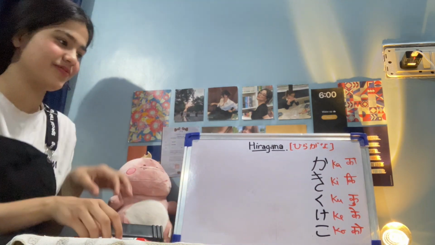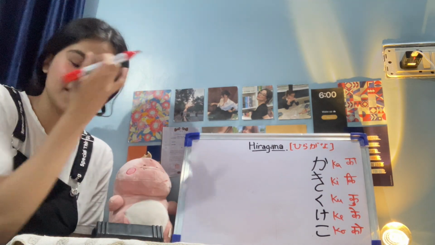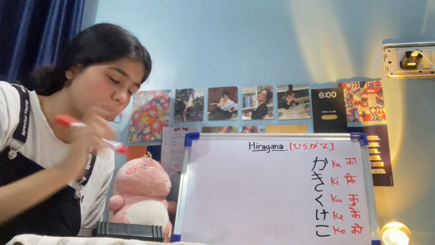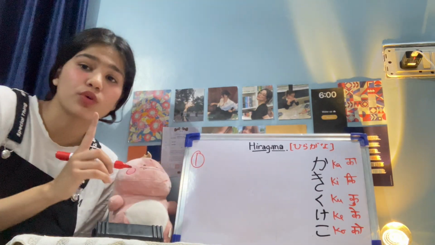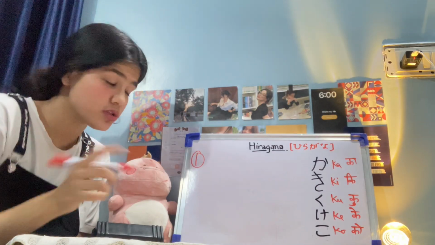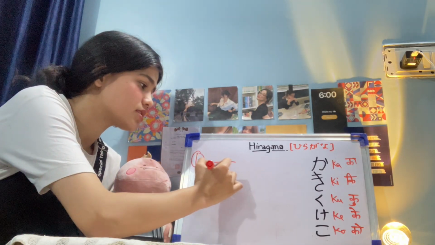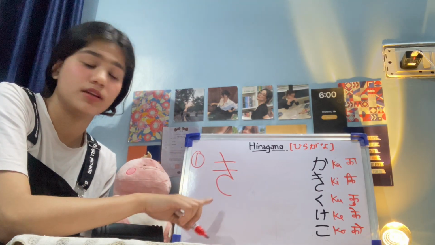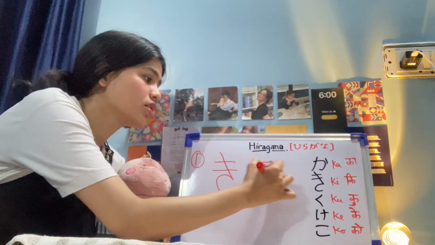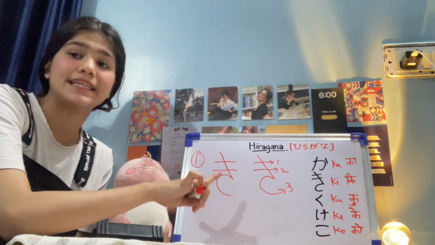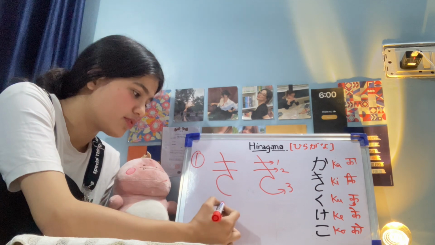Then we have ki. This one is a good one. There are two ways to write it. I'm just going to go with the first one, which is the formal one and most commonly used in computers and keyboards. So this is written as 2 strokes and this, right? So 1 and 2, and then we have 3. Ki.